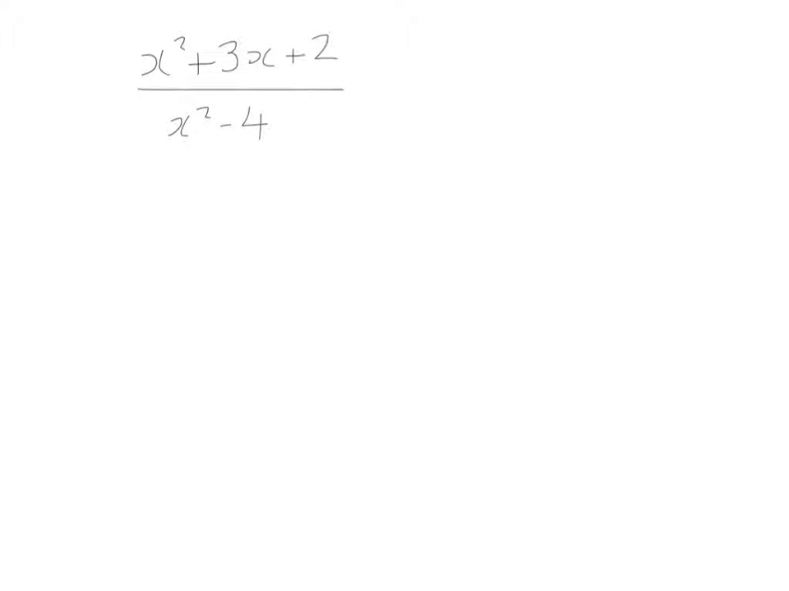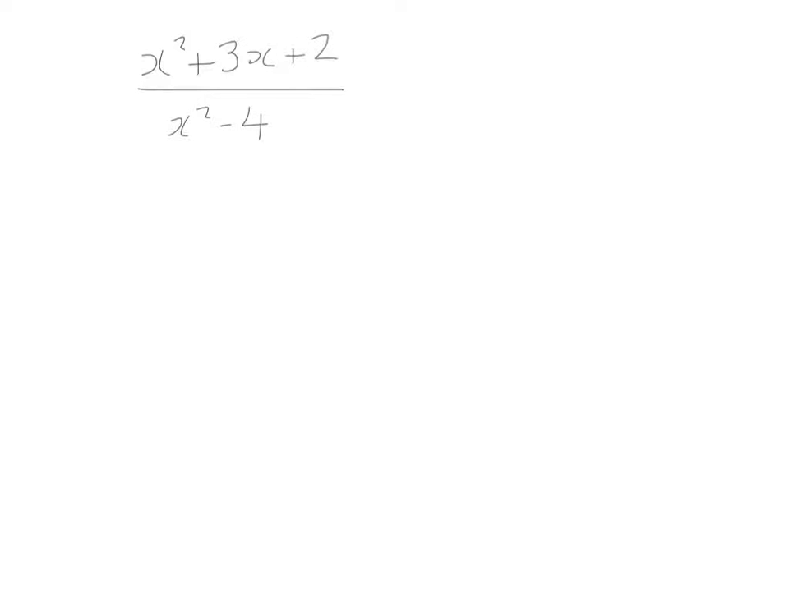Step 1, when we are simplifying algebraic fractions, we need to factorise the top and the bottom individually if we can. So let's look at the top line. We've got x squared plus 3x plus 2. Step 1, is there a common factor? Is there something they can all be divided by? No. Step 2, do we have a difference of squares? Do we have something squared take away something squared? No. So step 3, it's going to be a trinomial because it's got x squared plus 3x plus 2.